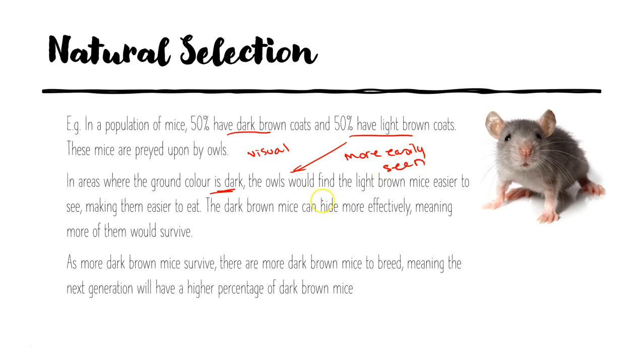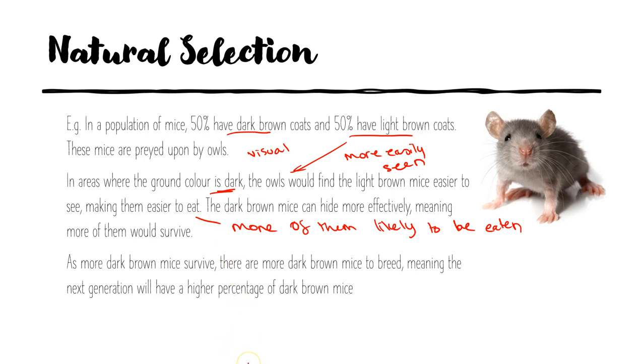Okay, which means that the owls would find the light brown mice easier, so more of them are likely to be eaten. Okay, which would reduce their population, which would mean that the gene for the light coat is passed on less often, and over time the population is more likely to become dark brown.